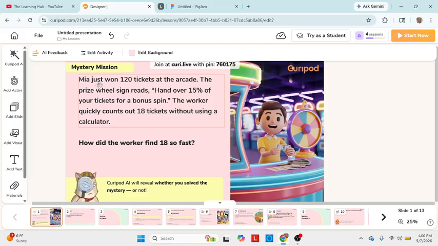So Mia just won 120 tickets at the arcade. The prize wheel sign reads, hand over 15% of your tickets for a bonus spin. The worker quickly counts out 18 tickets without using a calculator. How did the worker find 18 so fast?